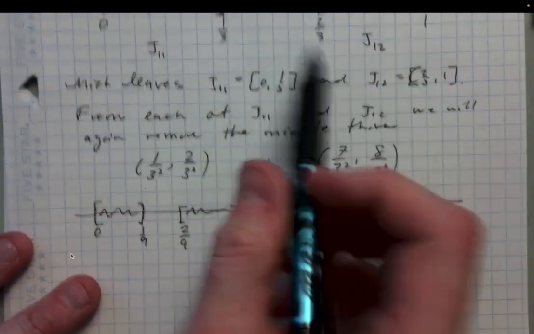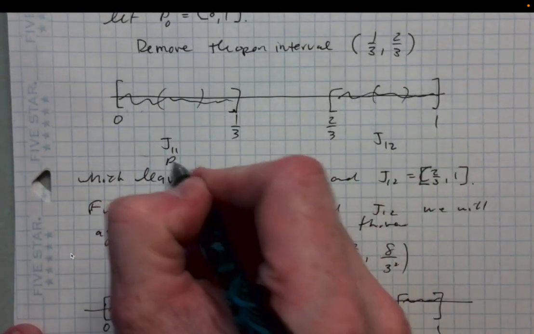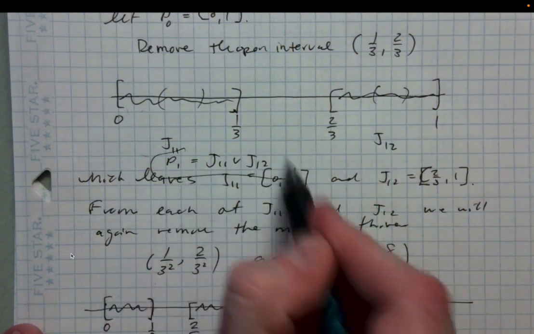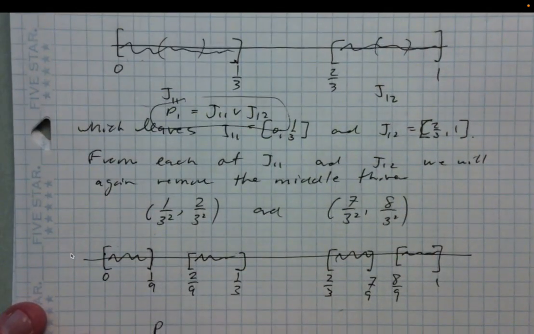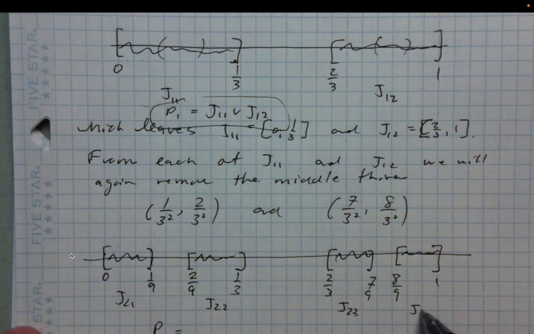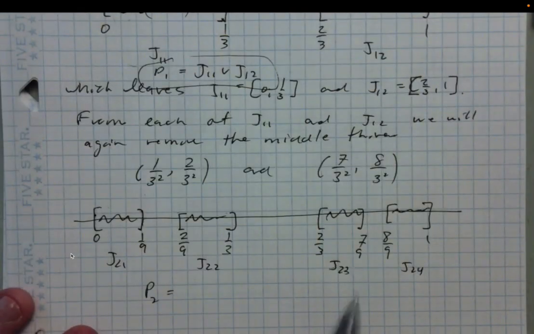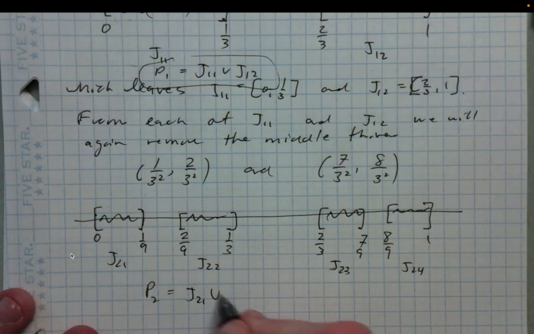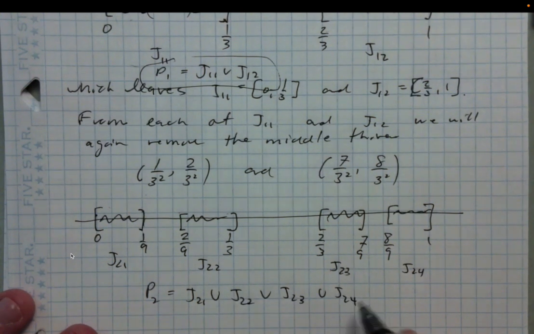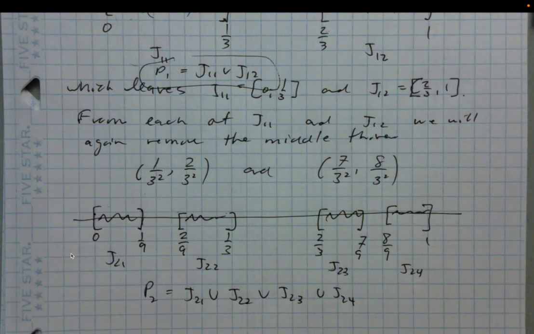Right, and so technically up here we started with P0, then P1 would have been equal to J11 or J12. I forgot to write that. And so here we're at the second iteration. P2 is going to be equal to these 4, which we'll call J21, J22, J23, J24. So P2, after the second iteration, you've got J21 or J22 or J23 or J24. And we're just going to continue on like this, right? We just continue removing from this interval.